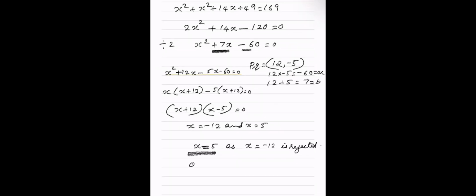So if x is 5, what is the other side? The second side is going to be x + 7, which is 5 + 7, which is 12 centimeters.